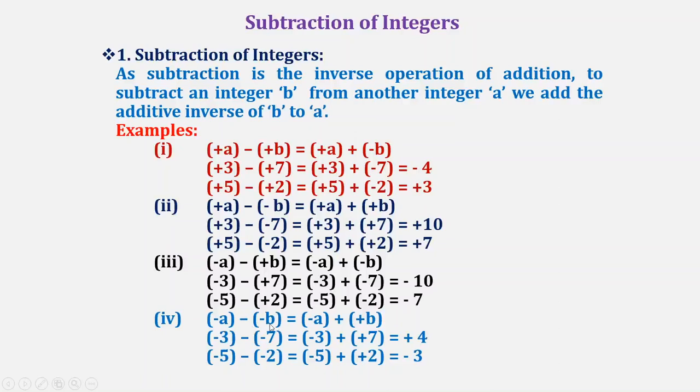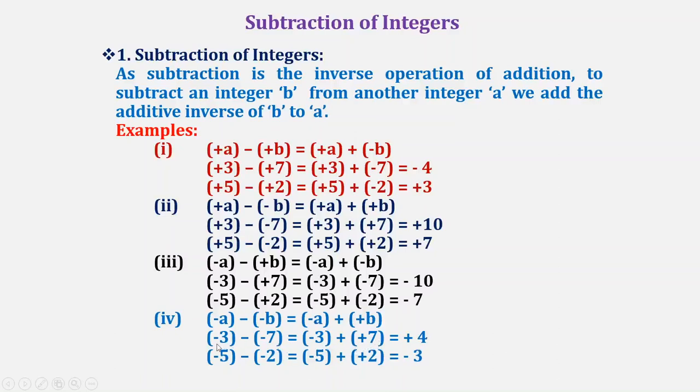Next, one more case, which is minus a minus of minus b. Here also take the first number as it is, which is minus a, and change the minus to plus, because we have to add the additive inverse of the second number. What is the additive inverse of minus b? Plus b. Here, observe, you are adding two numbers having different signs, meaning unlike signs. Unlike signs means first you have to subtract the smaller number from the bigger number and put the sign which is in front of the bigger number.